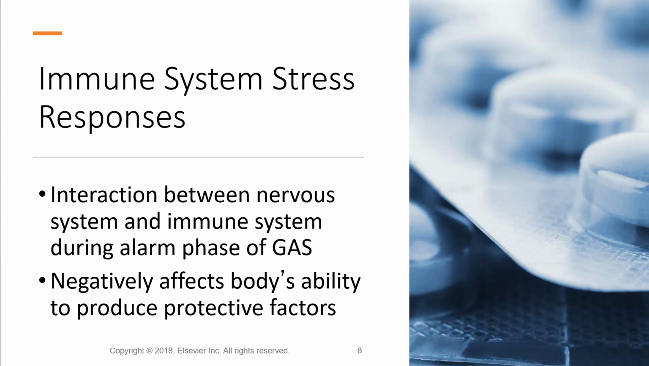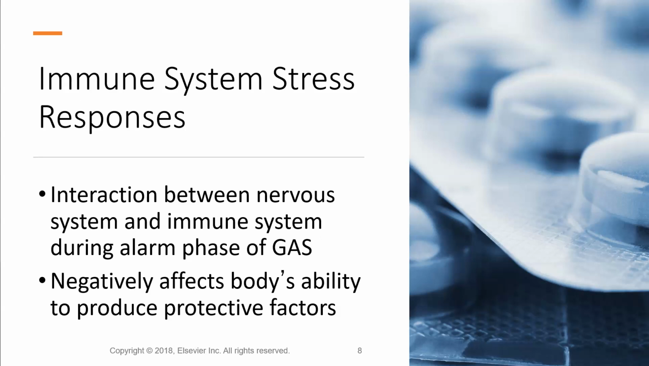Our immune system stress response. Research has found evidence that stress can induce changes in the immune system, malfunctions in the immune system, right? Autoimmune disorders, immunodeficiency, hypersensitivity.